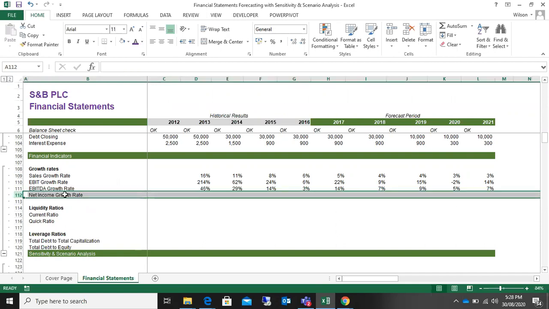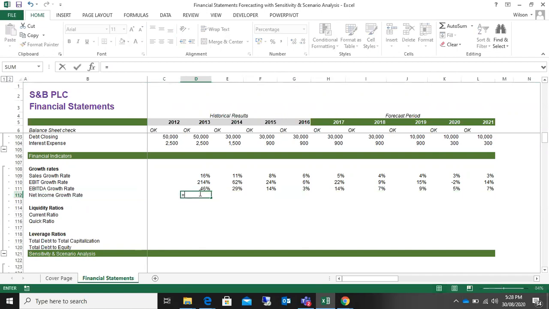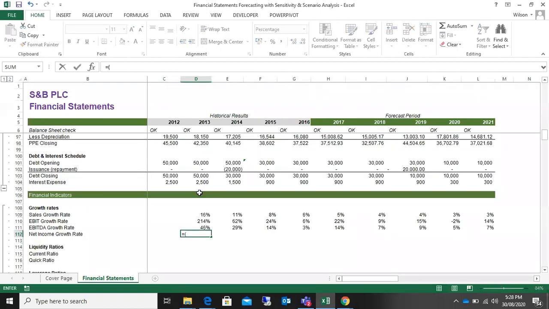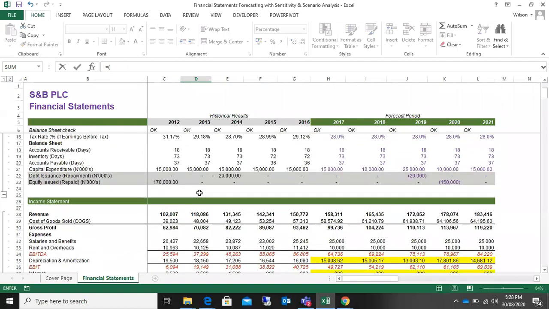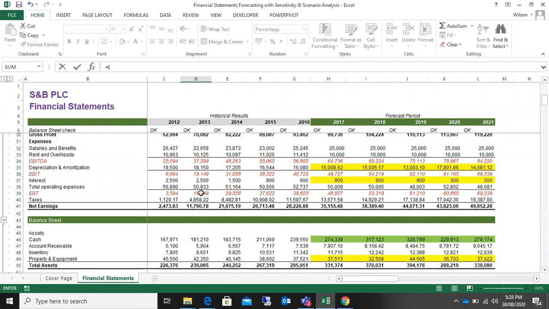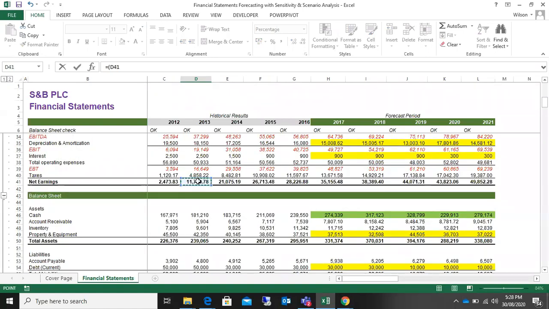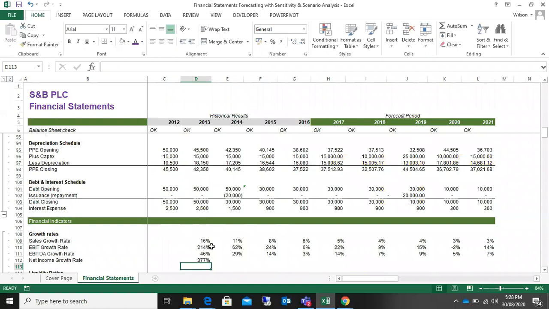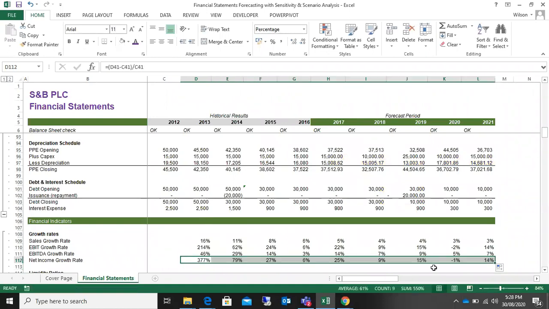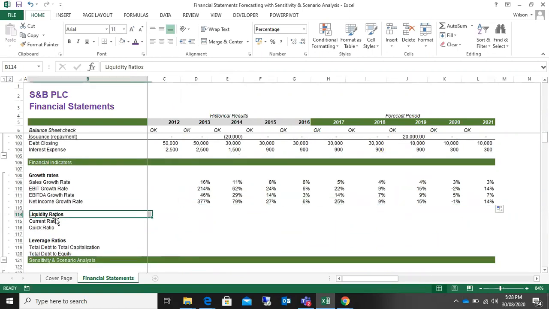So this is the net income growth rate. The same thing is going to apply for the net income growth rate. That's the same thing as the net earnings. All right. So what I'm simply doing here is straightforward, right? So this is what we have. Now we talk about the liquidity ratio.